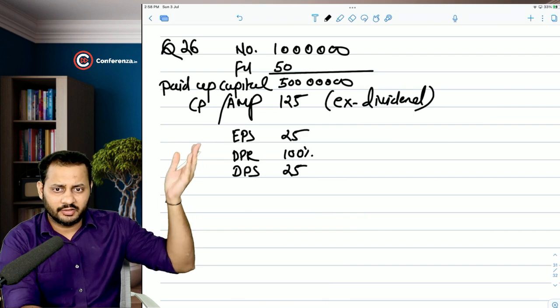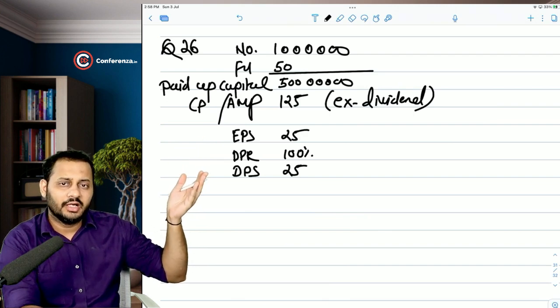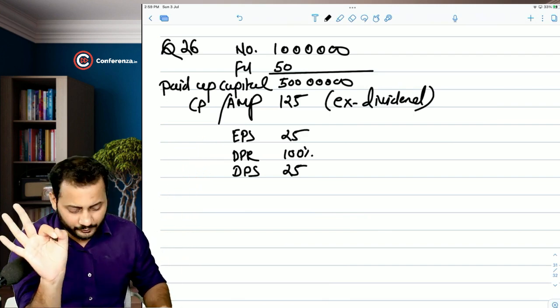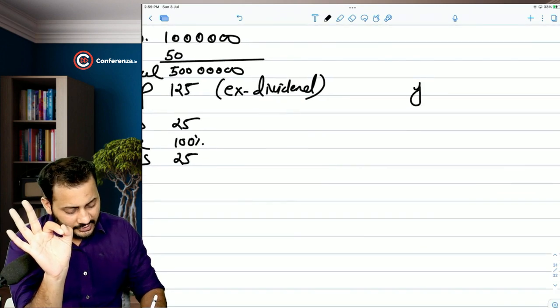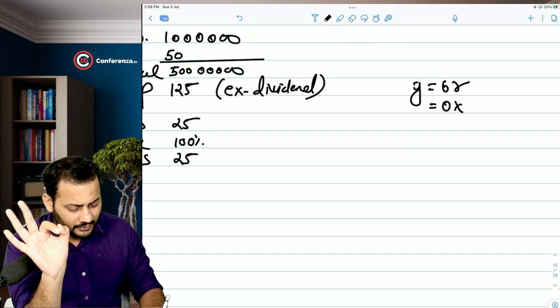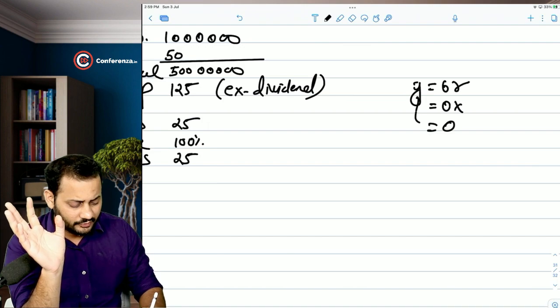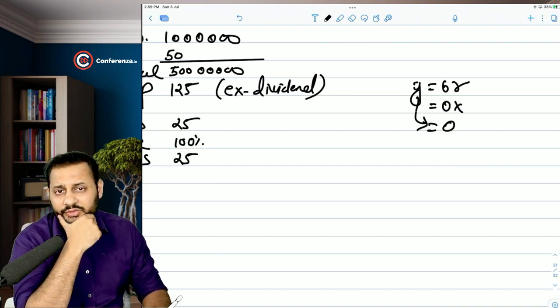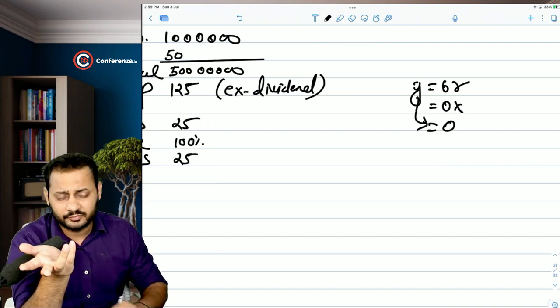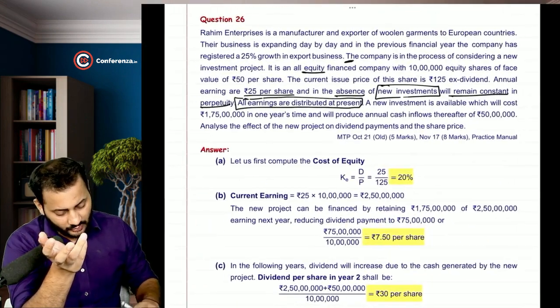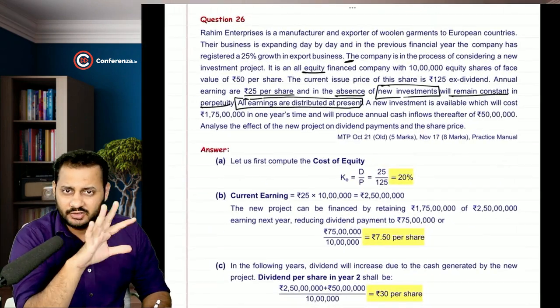Everything that you are earning is being distributed, and that's why retention is 0. See, if the retention is 0, then 0 multiplied by whatever percentage of return you are earning, the growth will almost come to 0, because you are not retaining anything. Okay, good. Now, this is the current situation.